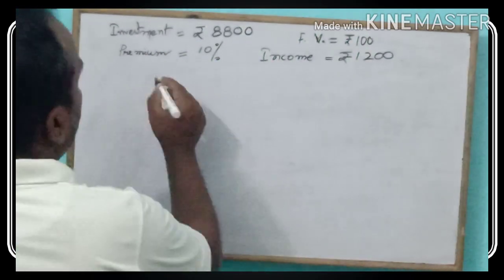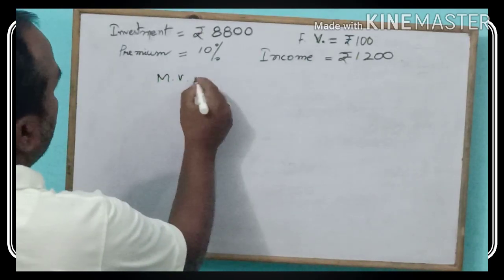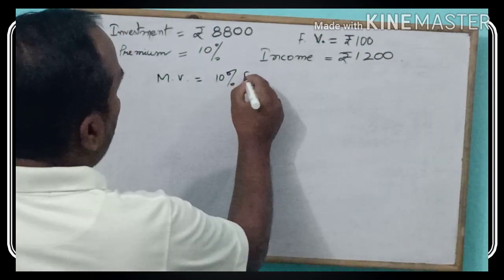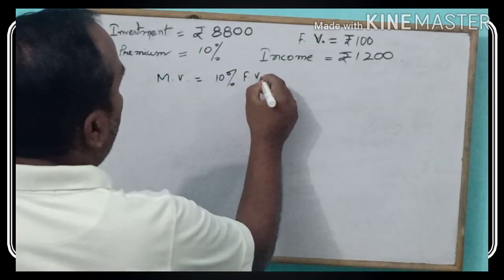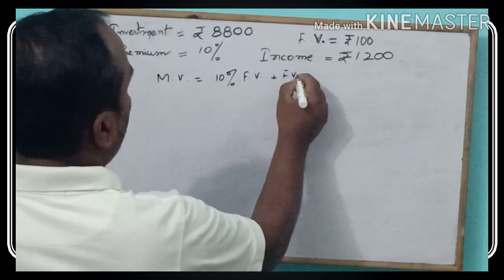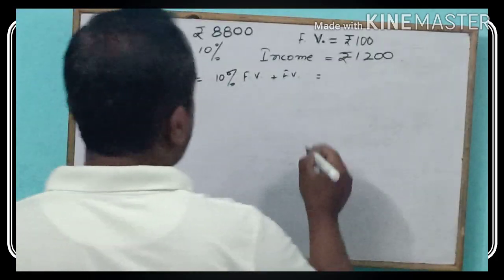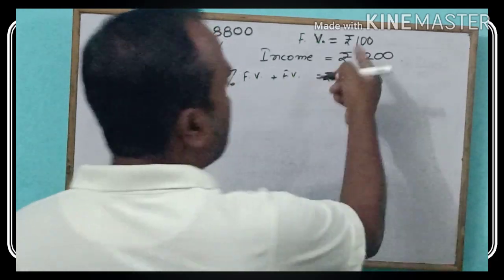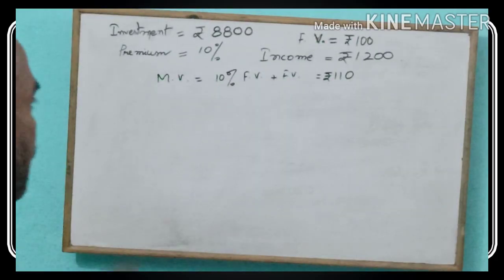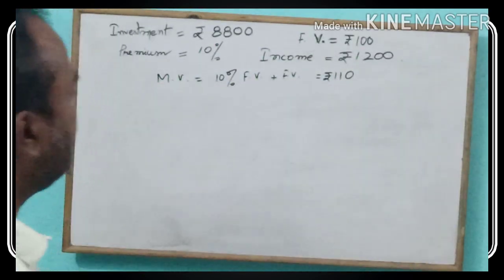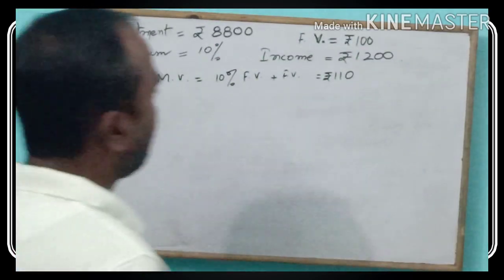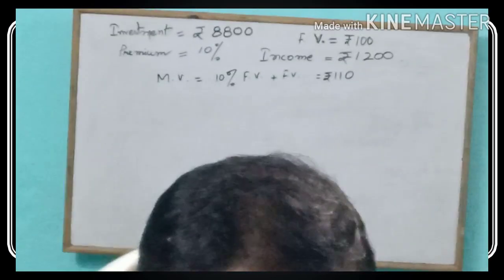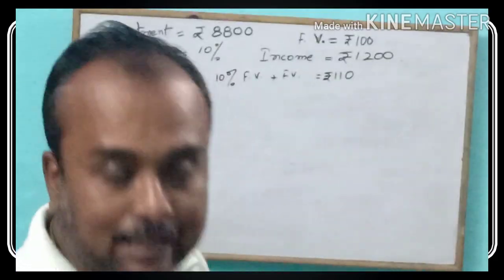So the market value here is 10% of face value plus face value. That means 10% of 100 rupees is 10 rupees, plus 100 rupees, so 110 rupees is the market value of one share. What are we supposed to calculate? We are supposed to calculate the number of shares he has in the company.